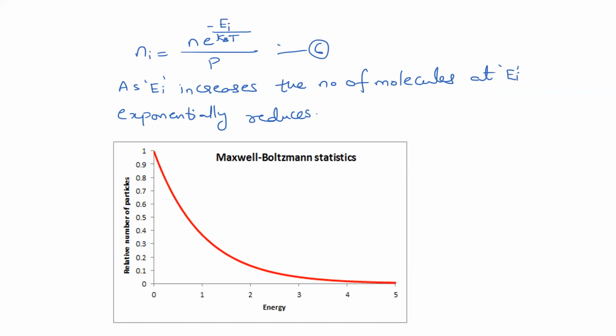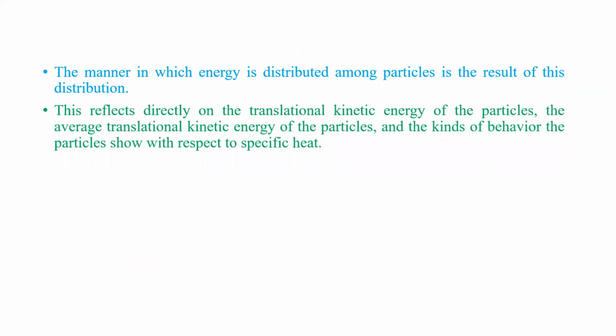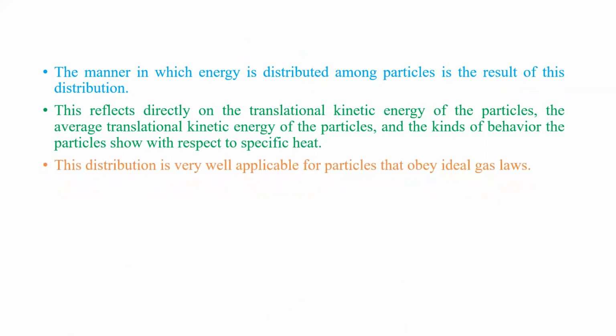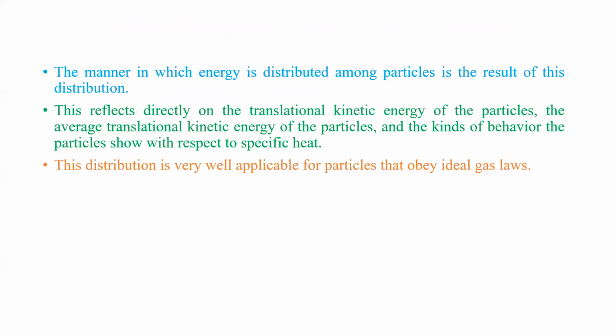This is how we got the manner in which energy is distributed among the particles. It is the result of this distribution, and this reflects directly on the average translational kinetic energy of the particles, and the kinds of behavior the particles show with respect to specific heat. This distribution is very applicable for particles that obey ideal gas laws.